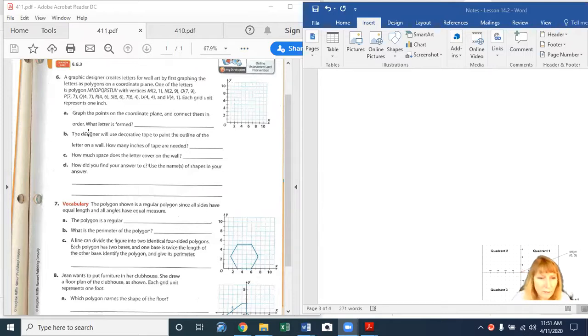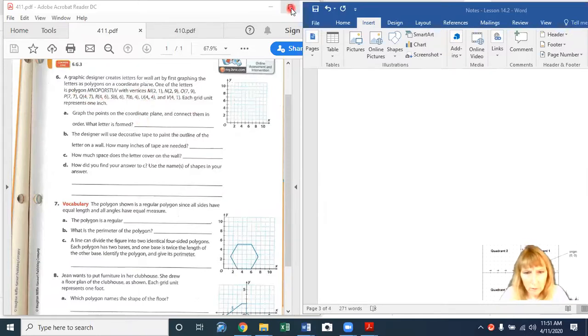Number 6: a graphic designer creates letters for wall art by first graphing the letters as a polygon on a coordinate plane. One of the letters is polygon MNOPQRSTUV with vertices, and then it gives you each coordinate for M, N, O, P, Q, R, S, T, U, and V. And each grid unit represents 1 inch. So graph the points on the coordinate plane and connect them in order. What letter is formed?